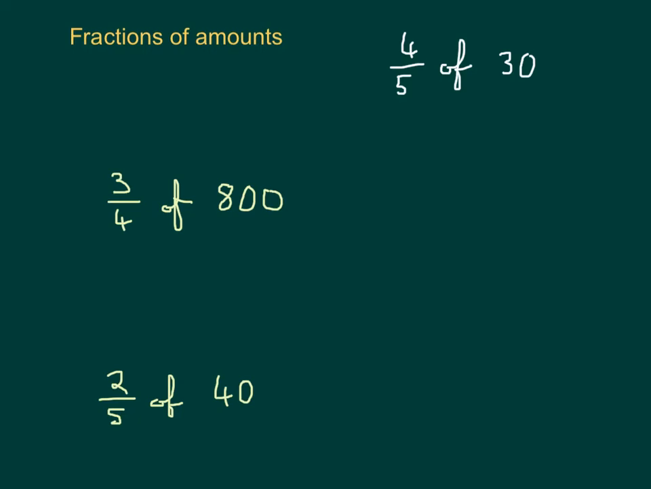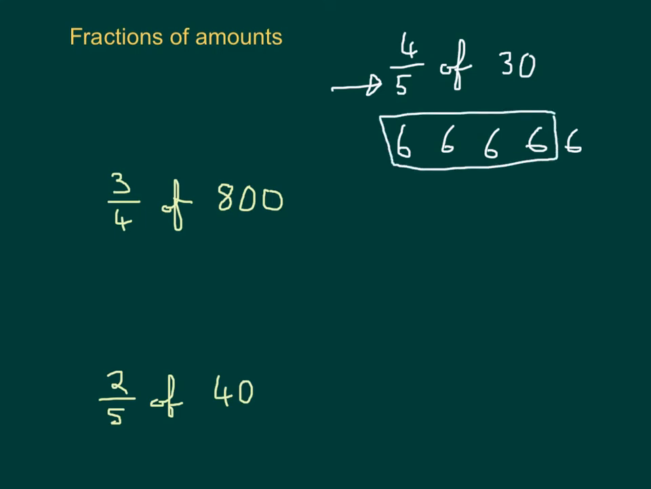Here, if I'm working out 4/5 of 30, I need to split the 30 into 5 pieces, the whole. 30 into 5 is a 6, a 6, a 6, a 6, and a 6. That's 30 in 5 pieces. Now, if I'm after 4/5, I'm going to need 4 of those 6's, which of course would be 24.